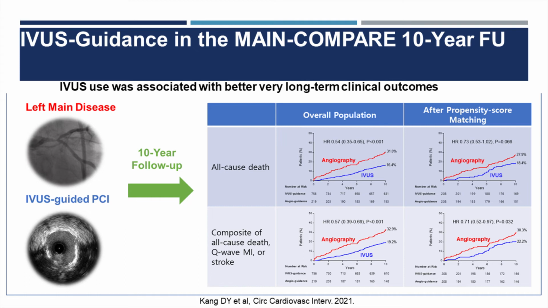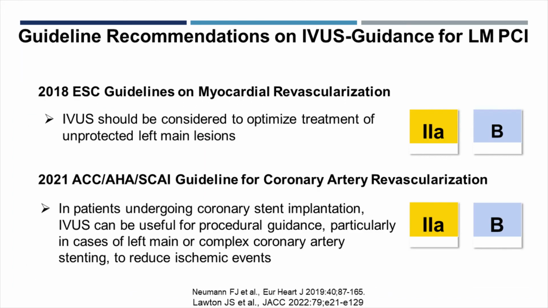This is the left main study, 10-year outcome data from the MAIN-COMPARE registry data. If you see, IVUS-guided PCI is much more favorable than angiographic PCI in terms of all-cause death, in terms of non-Q MI or stroke. That's why we always prefer IVUS-guided PCI as much as possible. So still our guideline recommends it. It is Class 2A from the ESC, and also AHA, it is 2A.